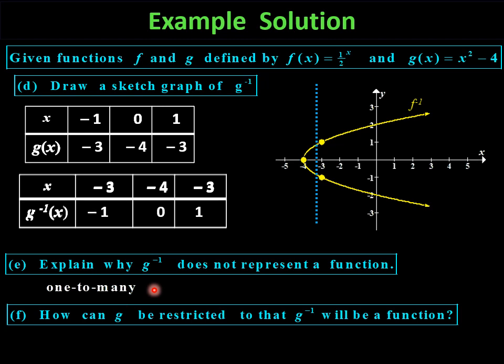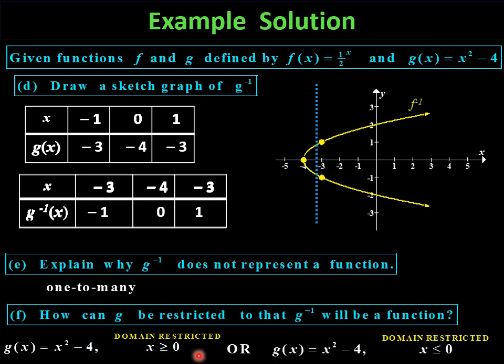How can we restrict g so that the inverse will be a function? One way to restrict it is to restrict the domain. You can either take the right side of the function or the left side. In this case, x greater or equal to 0, or you could write down x less or equal to 0. Okay? So any one of the two here would be acceptable, either on the right side or on the left side there.